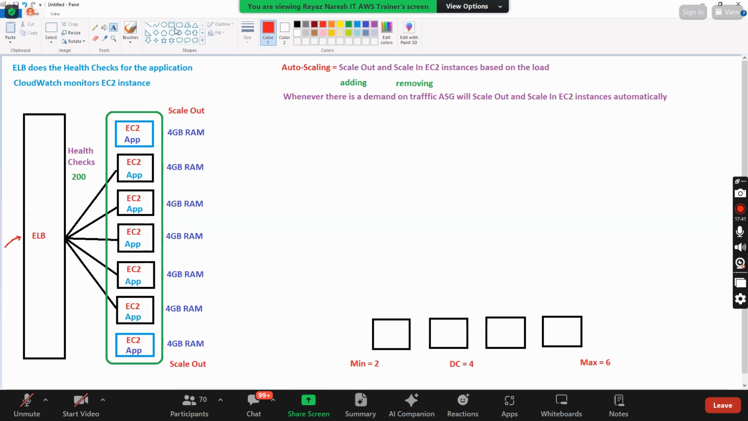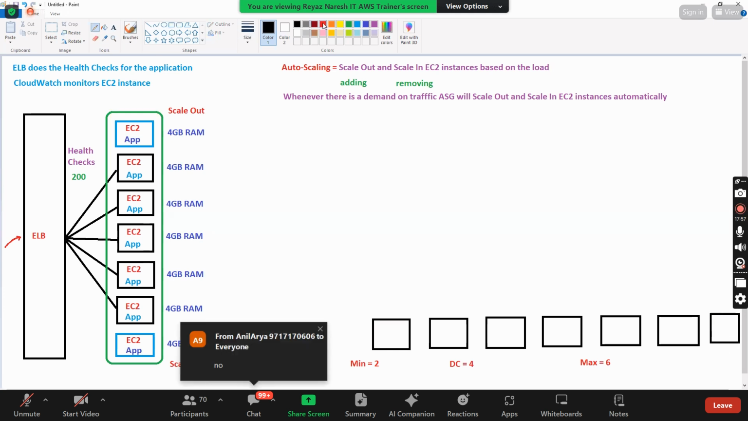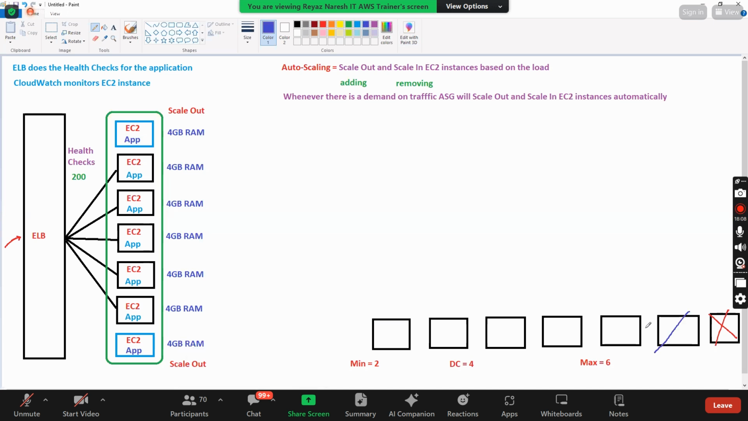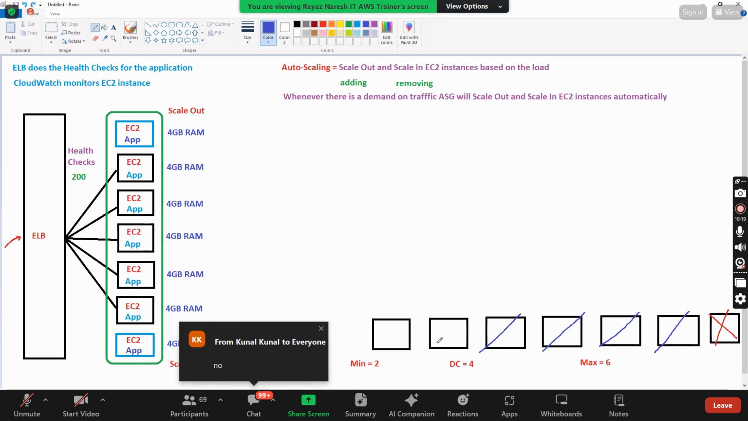Now, how many are there at the moment? 4. Demand came, and one more EC2 instance got added. How many are there now? 5. Scale out has happened. Is it possible to have one more? Not possible, because the maximum of 6 has been reached. Now scale in is happening. How many are there now? 5. Can it go below the minimum? No. So that is called minimum.